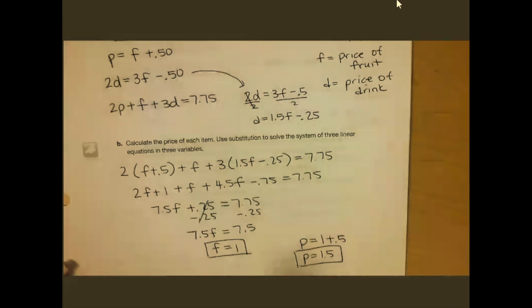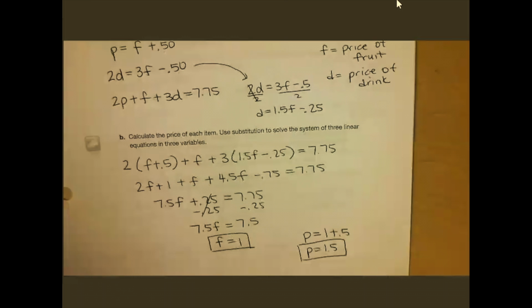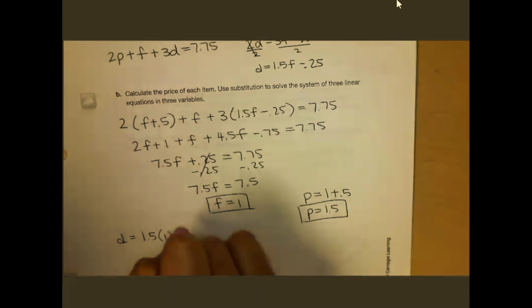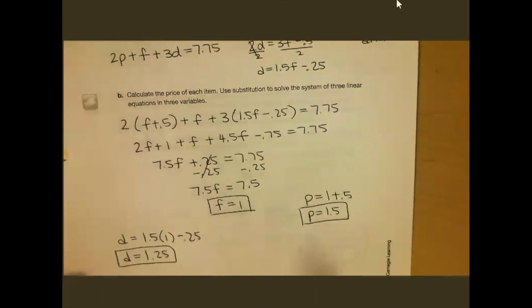And then we're going to plug it in right here for the F so that we can get the price of the drink. See that? 1.5 times 1 minus 0.25. So that's 1.5 minus 0.25, which is 1.25. Now that we've ended this problem, we know that our fruit is $1, our popcorn is $1.50, and our drink is $1.25. By defining those variables, I just made it much easier to realize what was the prices of each at the end, which is what we were looking for.